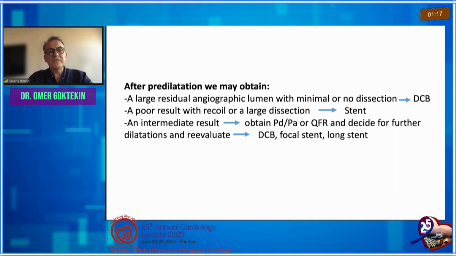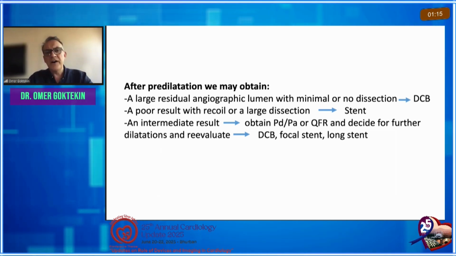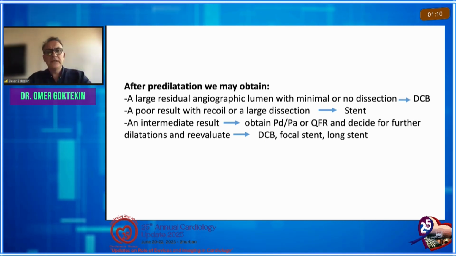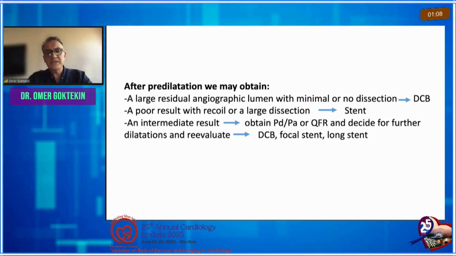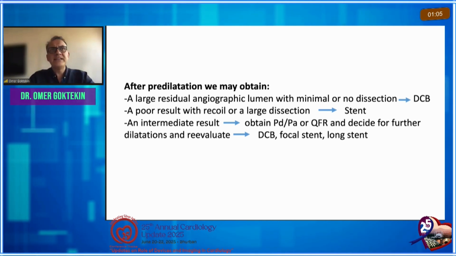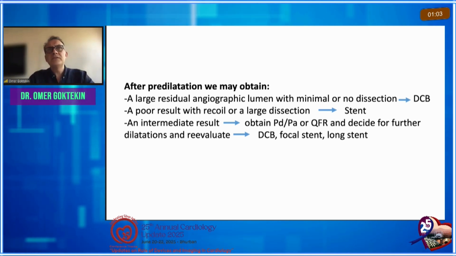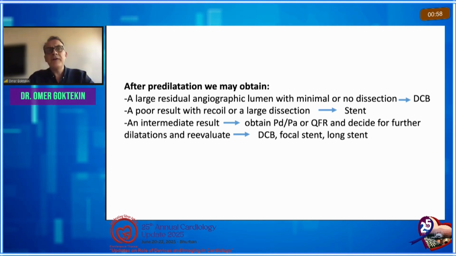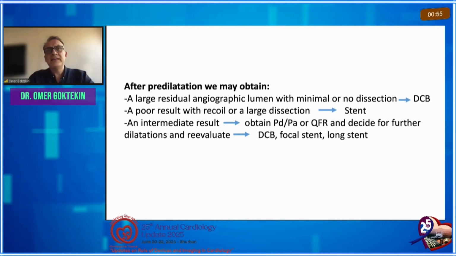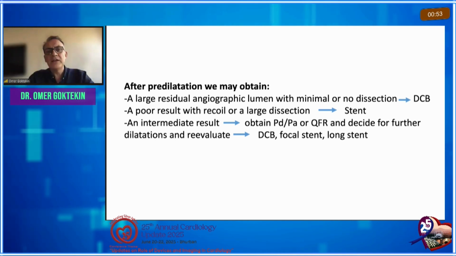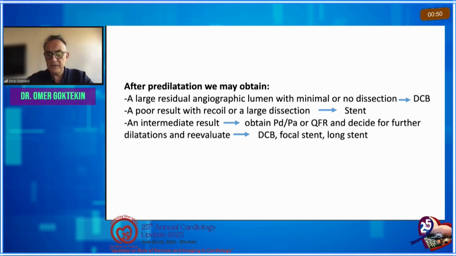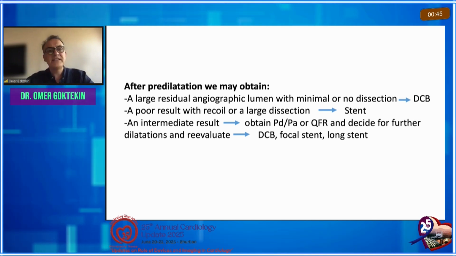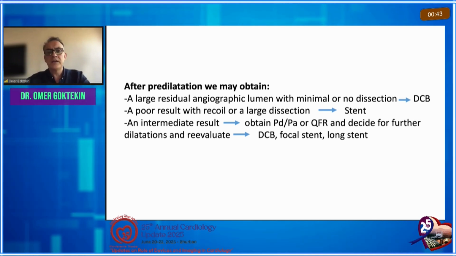But if we have an intermediate result, then we can do QFR or PD/PA measurement, and we can re-evaluate. Or what I do, if I have a type C dissection, I use a non-compliant balloon for 4 or 5 minutes of long balloon dilatation, and if I see that the dissection is sealed, then I do DCB in this intermediate result. If I still see dissection after 4 or 5 minutes of balloon dilatation, then I implant a stent.